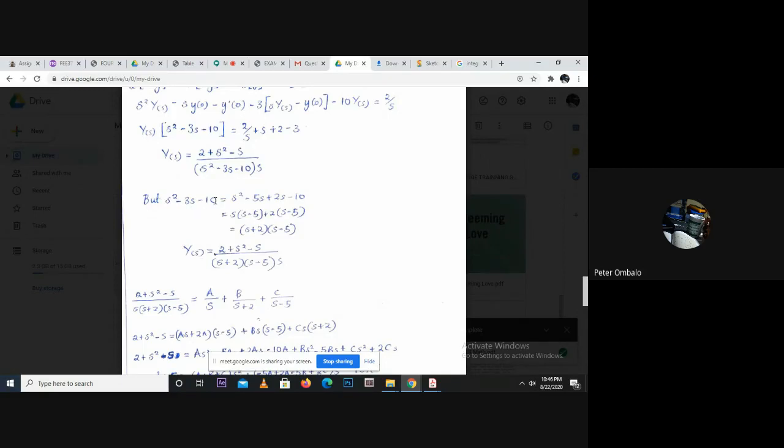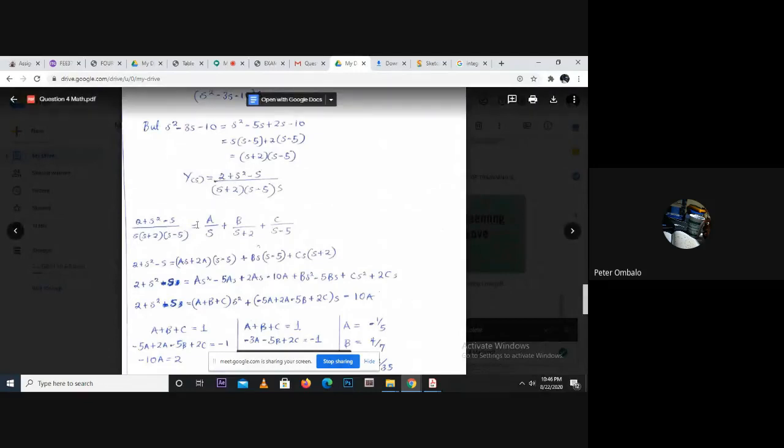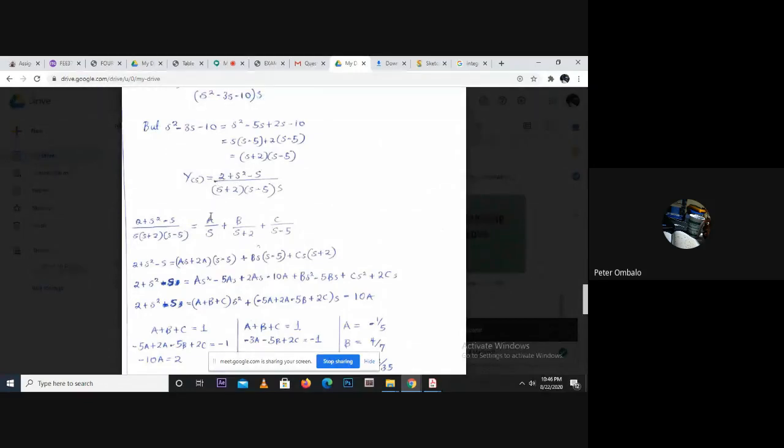So we find the equivalence of this denominator, which is s plus 2 s minus 5. We just separate the fractions multiplied by s. So y of s is equal to this, and that is equal to a over s plus b over s plus 2 plus c over s minus 5. We want to separate them this way because we are trying to find a way in which we can get the inverses from the Laplace table.